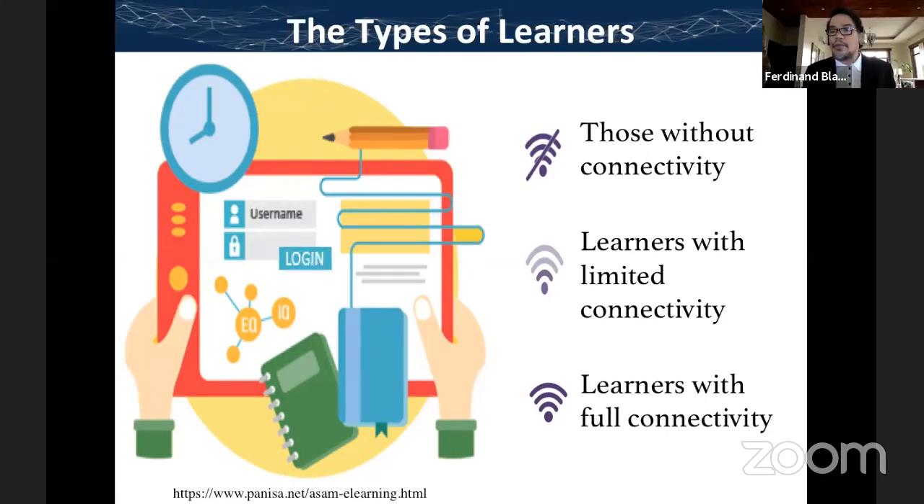And learners who have the full capacity. They have the technological equipment, they have their bandwidth, and they can participate in a fully online class. So when we design our flexible learning system, we have to take into account, especially those in K-12 and public schools, these different types of learners. Okay, so how do we design now?